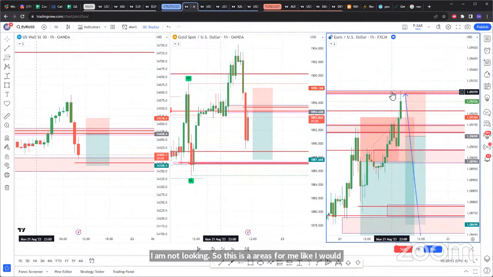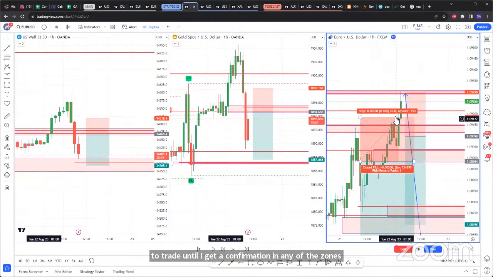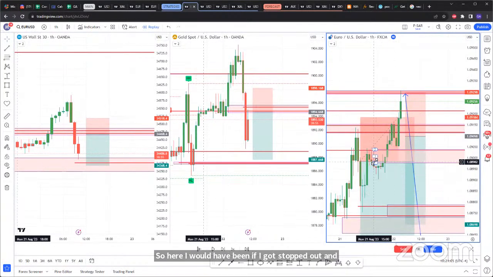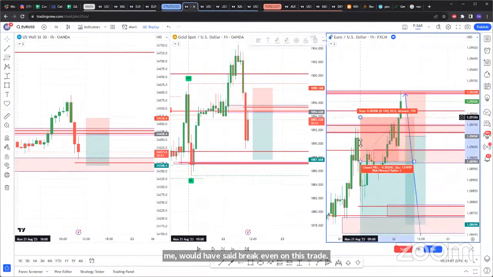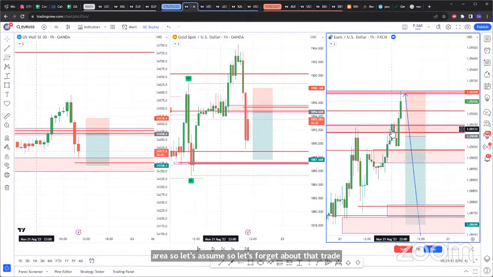It's telling myself, I am not going to trade until I get a confirmation in any of the zones that I have marked up. So here, if I got stopped out, I would have set break even on this trade. So let's say I got stopped out even at break even. Let's forget about that trade. Okay, now the next trade here, price comes back up.